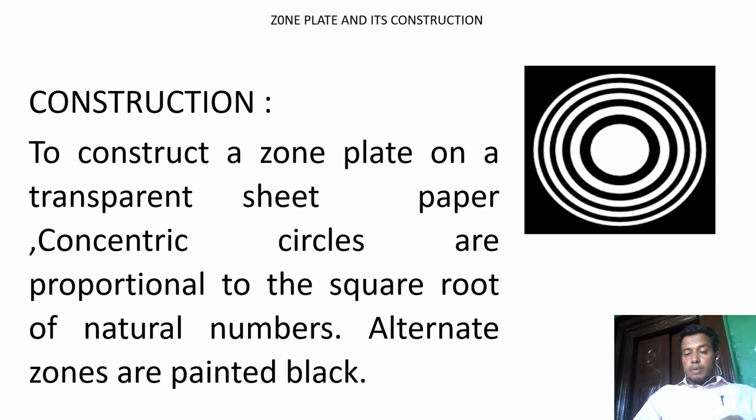The radius is directly proportional to the square root of their natural numbers, and we paint alternate zones black, so that they are opaque. Alternate zones can be painted black, so they can have an even number of zones and odd zones like this way. So these are the constructions.